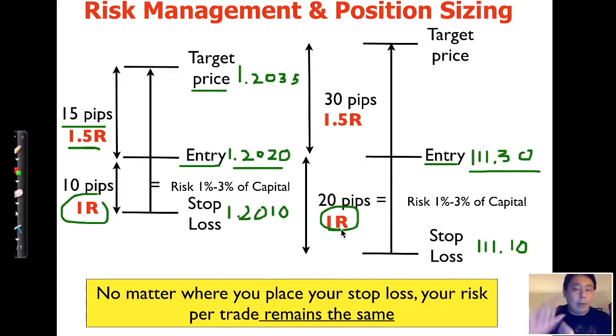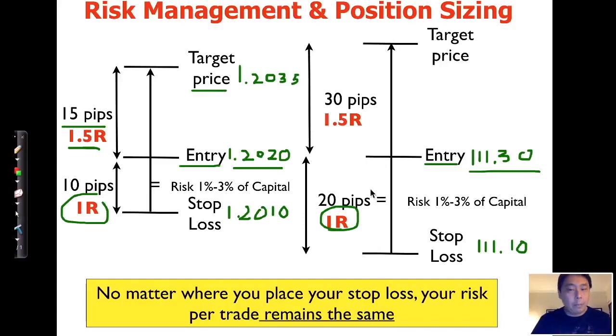So it is still 1R. When I size my position, in this case, I would buy a different number of contracts from the previous one. In this one, my contract size will be bigger. In the other one, my contract size will be smaller, in order to maintain the same risk of my capital.